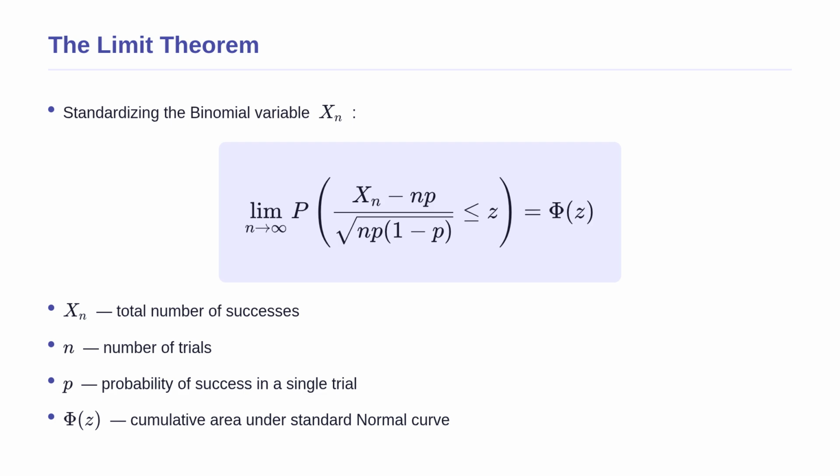Let us break down the symbols. Xn is our total number of successes. The letter n represents the total number of trials, and p is the probability of success for a single trial. Finally, the Greek letter phi of z represents the cumulative area under a standard normal bell curve. If you increase the number of trials n, the approximation becomes more and more accurate, perfectly matching the smooth curve.